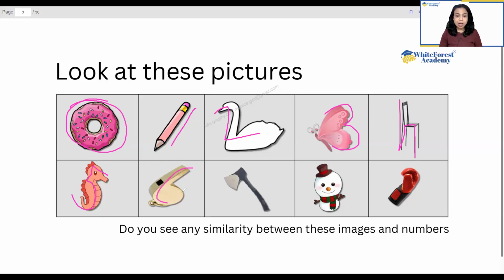6 looks like a whistle. 7 looks like an axe. Snowman looks like an 8. Boxing glove looks like a 9.